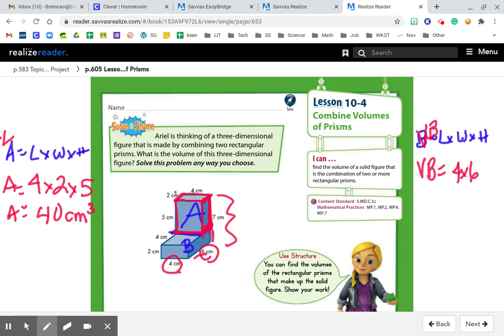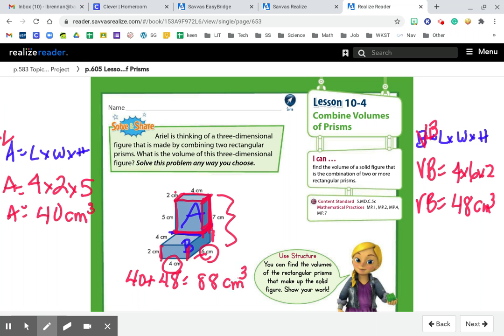Now I got to figure out this tiny little height here. My opposite side is congruent, so it's 2. So for my volume B, I'm going to have 4 times 6 is 24, times 2 is 48. So my volume B is 48 centimeters cubed, and when I add them together, A was 40, B was 48. So combined, I have 88 centimeters cubed.